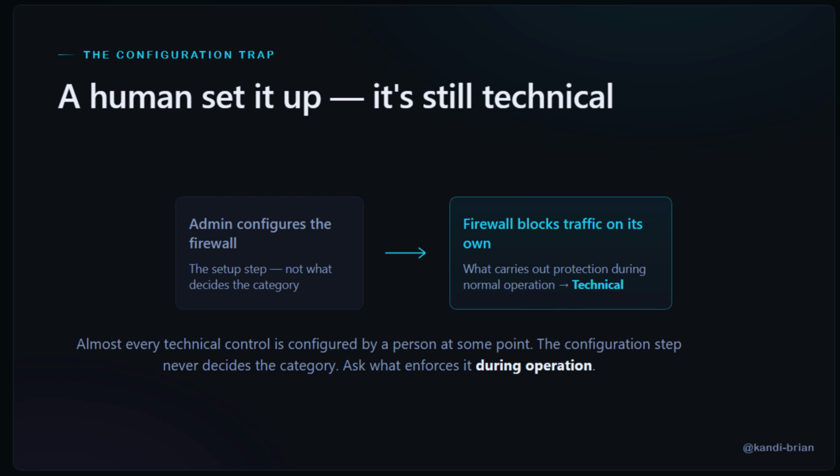The fact that an administrator set it up does not make it managerial, and this is the trap. A human configures almost every technical control at some point. The configuration step is not what determines the category. What determines the category is what carries out the protection during normal operation. The firewall does that on its own, so it is technical.